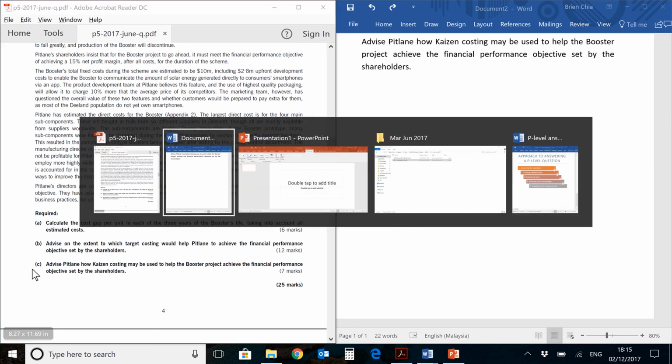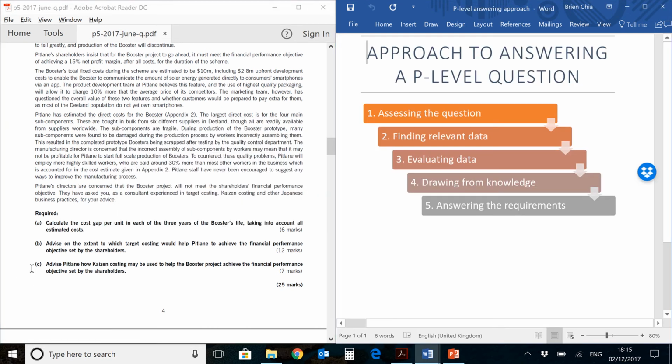So before we start, let's take a look at our approach to answering a P-level question. Again, we have five steps, and hopefully when you watch this video and you go into your exam, you can continue to answer your questions using these five steps so that you don't make a mistake. Okay, and you'll have a good framework on how to answer.